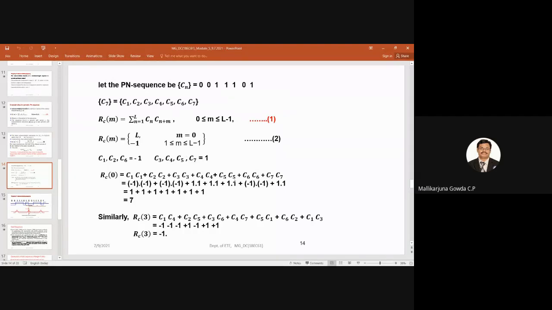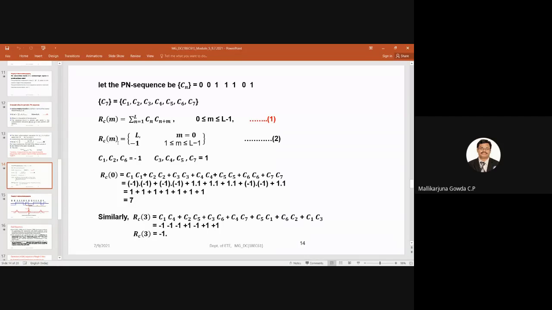Then C5 is also 1, so 1 into 1 is 1. Then C6 is again minus 1, so minus 1 into minus 1 is plus 1. Then C7 is plus 1, so 1 into 1 is 1. Hope we are getting this point. So first one is minus 1 into minus 1, I said plus 1. Then next one is also plus 1. So if you sum up all those, you get 7, right? So RC of 0 is equal to 7.